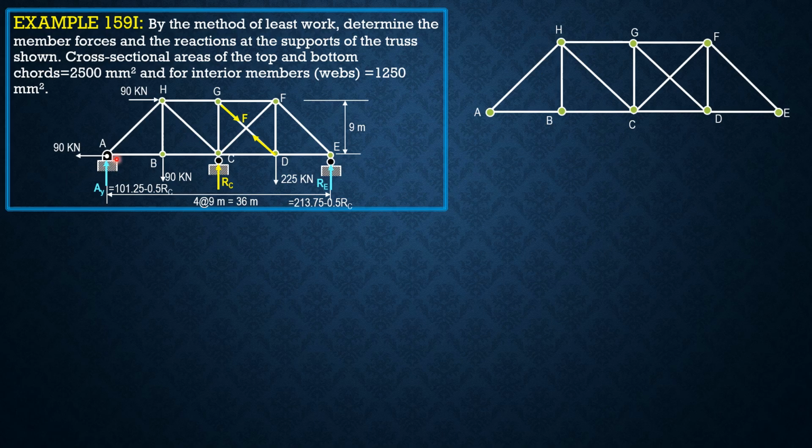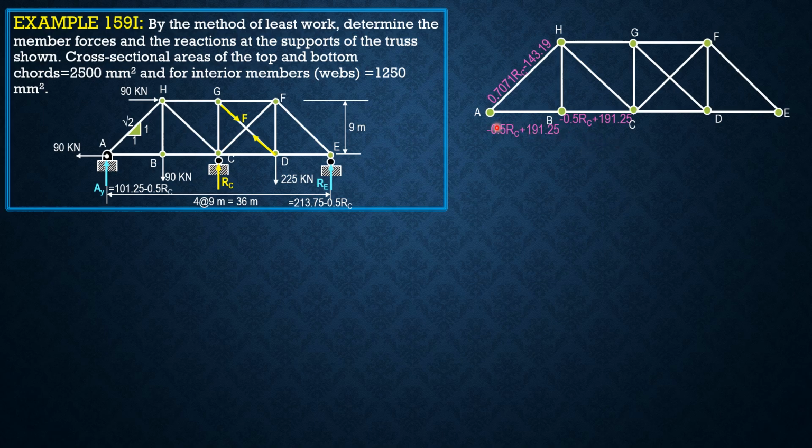First, at A, summation of forces Y, the slope for this member is 1 to square root of 2. So you will get, for member AH after summation of forces Y at joint A, 0.7071 R sub C minus 143.19. And summation of forces X at joint A, you will get negative 0.5 R sub C plus 191.25. Then at B, of course, BH is 90 kilonewtons.